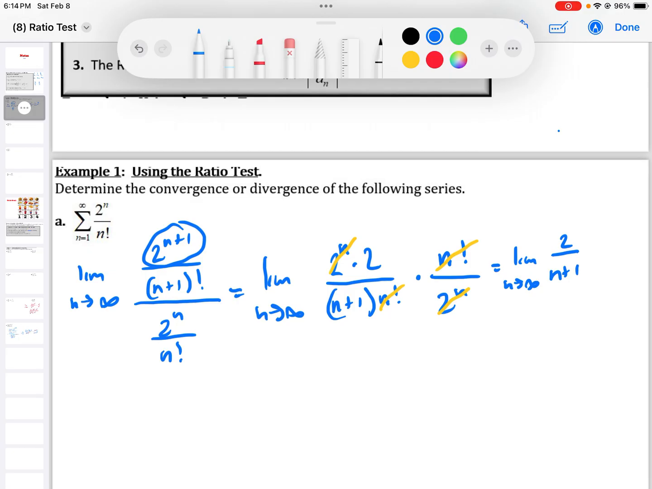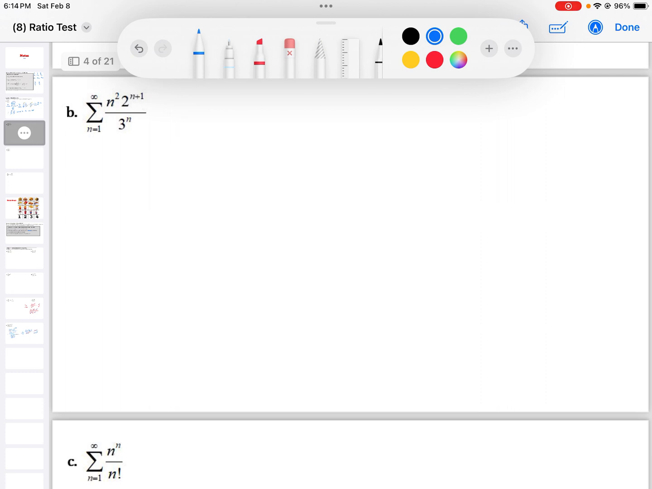And now I got to evaluate that limit. This limit as n goes to infinity is 0, which is less than 1. So therefore, the series is going to converge by the ratio test, or using the ratio test. All right, easy peasy. All right, let's do another one.